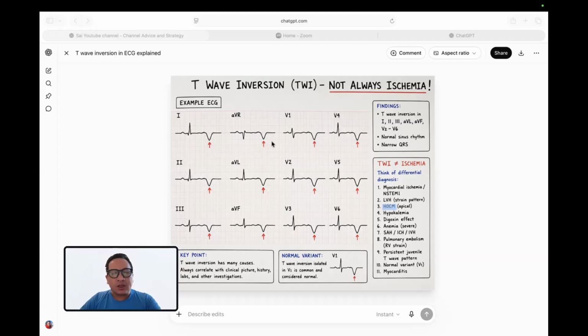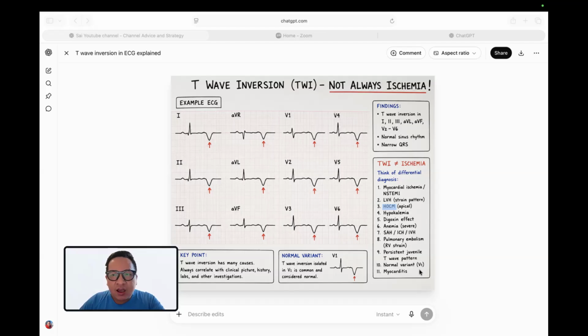So as you already know, you all have the profound idea that T inversions on EKG are always equal to myocardial infarction or myocardial ischemia. That's true, but this is not always true. This is not the only diagnosis we should think about. According to my experience and my perspective, I have a profound idea about the T inversions on EKG.